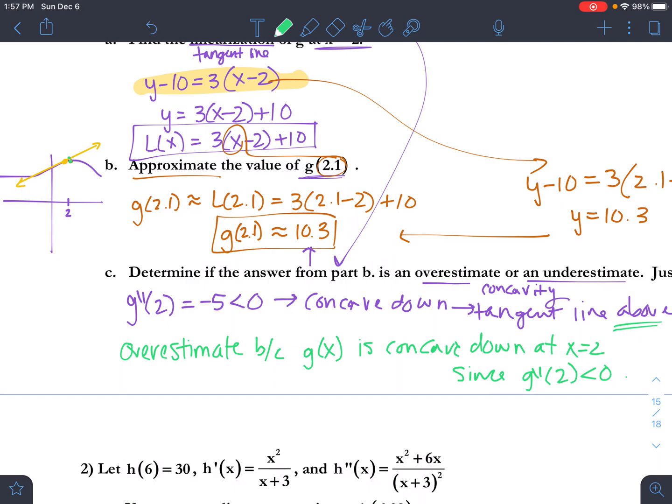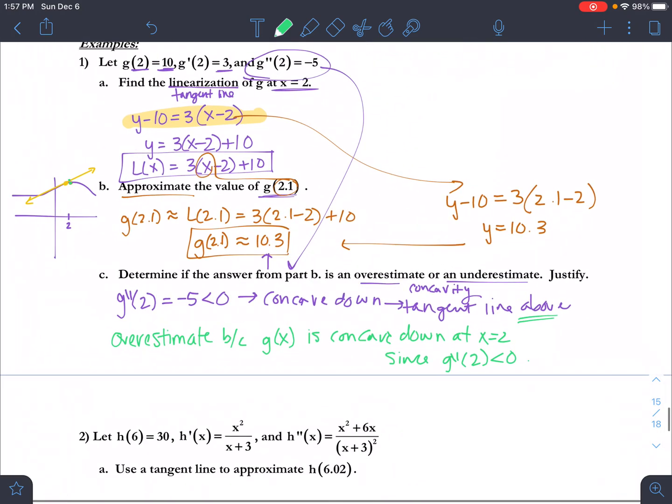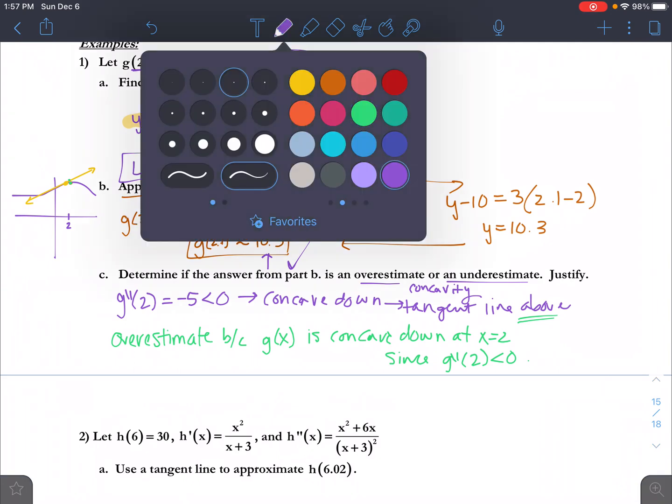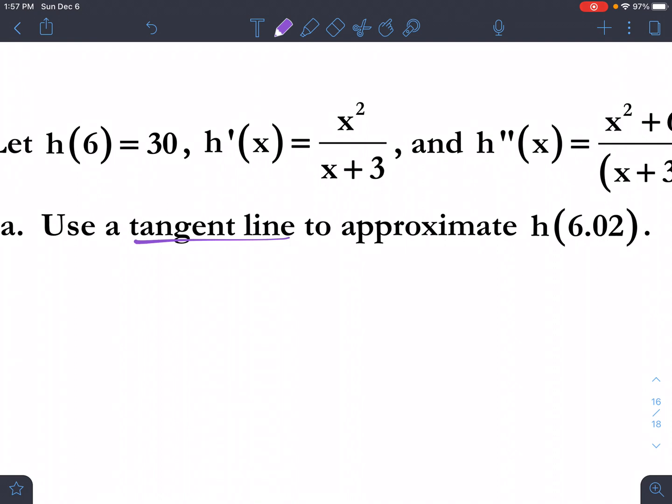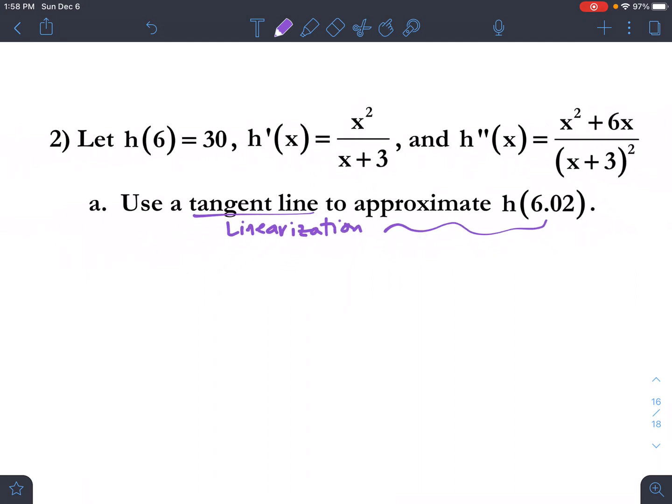All right, so we're going to try out number 2. Take a look, similar idea here. It says use a tangent line to approximate this value. So again, use a tangent line. We know how to do that. Technically, it's asking for the linearization, same meaning. We're going to approximate this, doing L of 6.02 if you want to think of it that way, or plug in 6.02 for x.